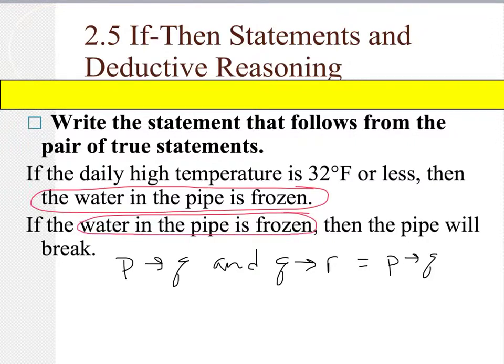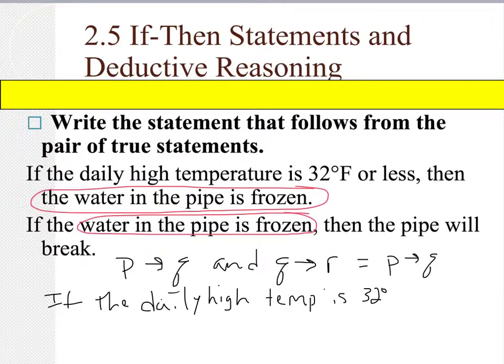Okay, so your answer will be, if the daily high temperature, and I'm just going to write temp for temperature, is 32 degrees Fahrenheit or less, okay, that's my hypothesis. So based on my hypothesis, I need to come up with a conclusion. But don't forget that second sentence. Then the pipe will break.